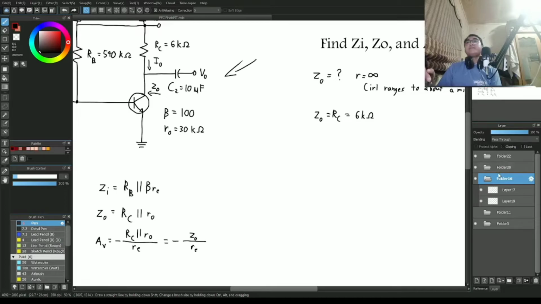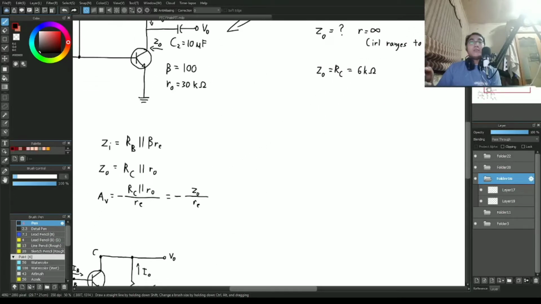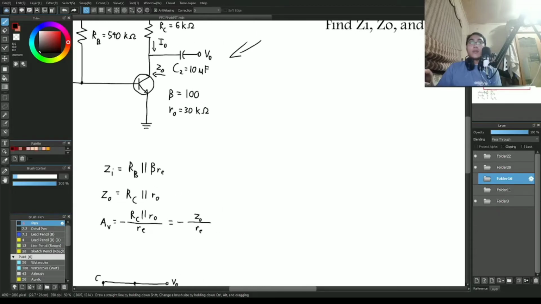Now, that's basically it. You just have to follow the formula, and you have it. Now for the voltage gain, and this is where we'll be able to find out if the expected results would be like right here.